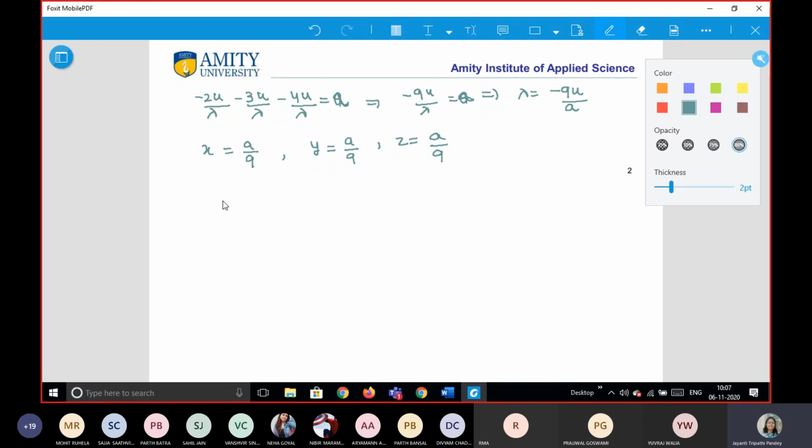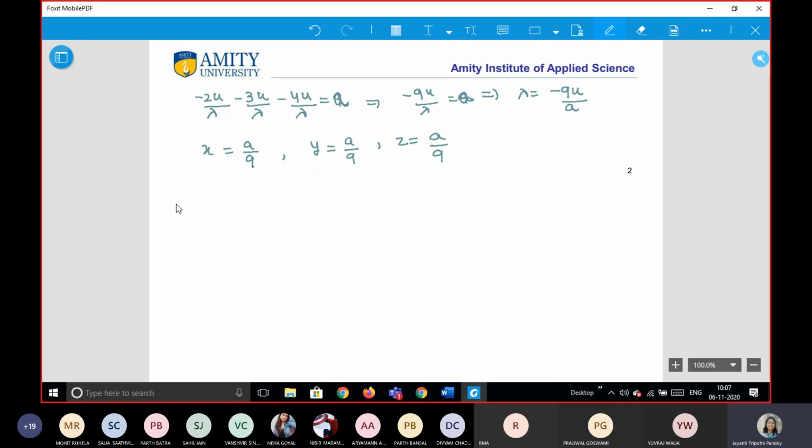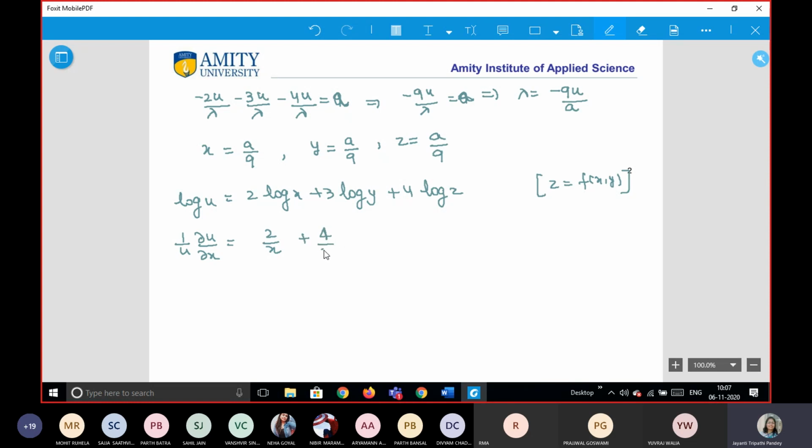This is a bit different. I never thought that the second part would come like this. Just check. You have log u is equal to 2 log x, 3 log y, 4 log z. Okay. Now what we will treat? We will treat z as function of x comma y. Okay. So when you differentiate it, you will get this: 2 by x plus 4 by z del z by del x.